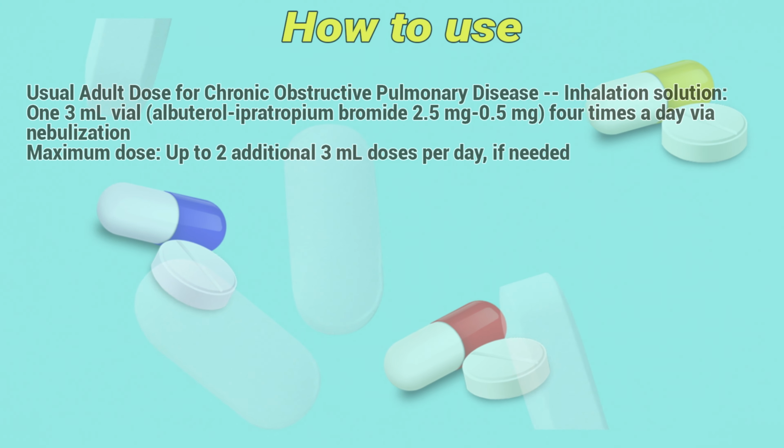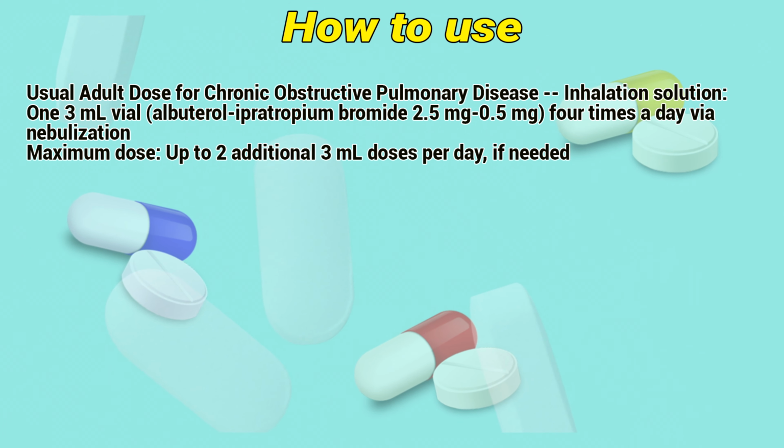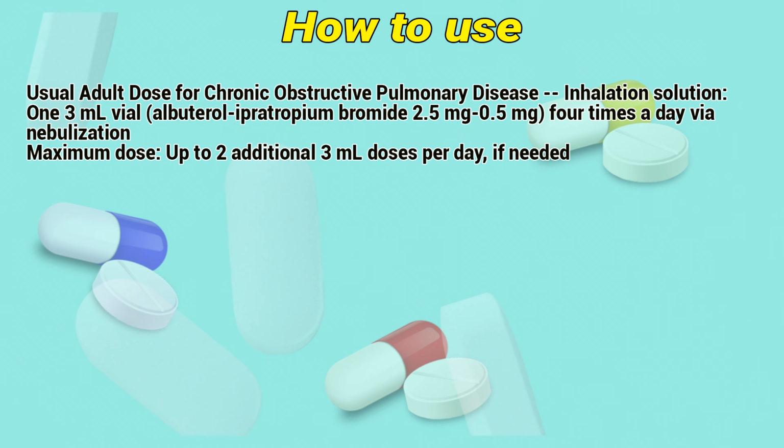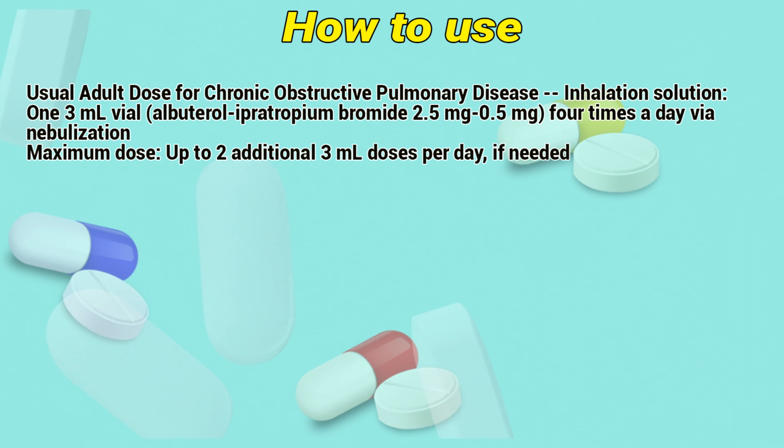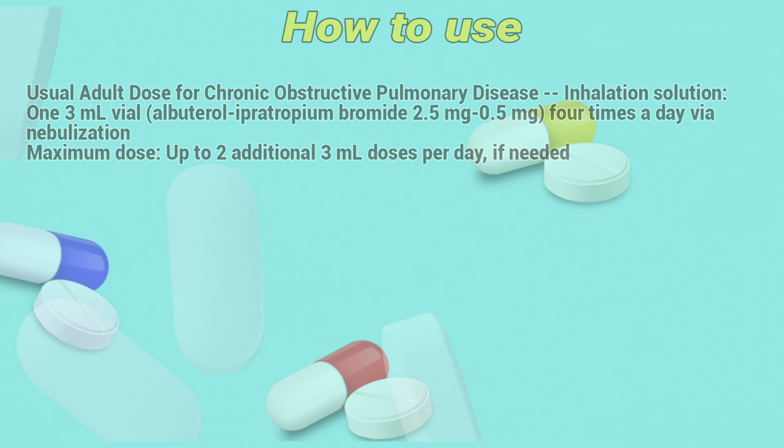Dose for chronic obstructive pulmonary disease. Inhalation solution: one 3 ml vial 4 times a day via nebulization. Maximum dose: up to 2 additional 3 ml doses per day if needed.